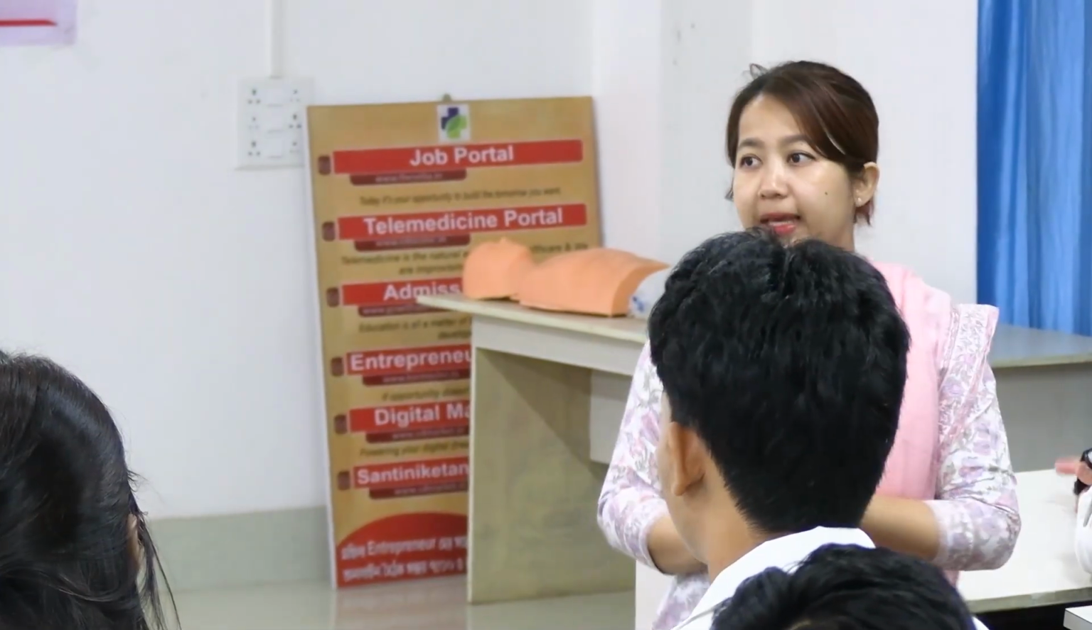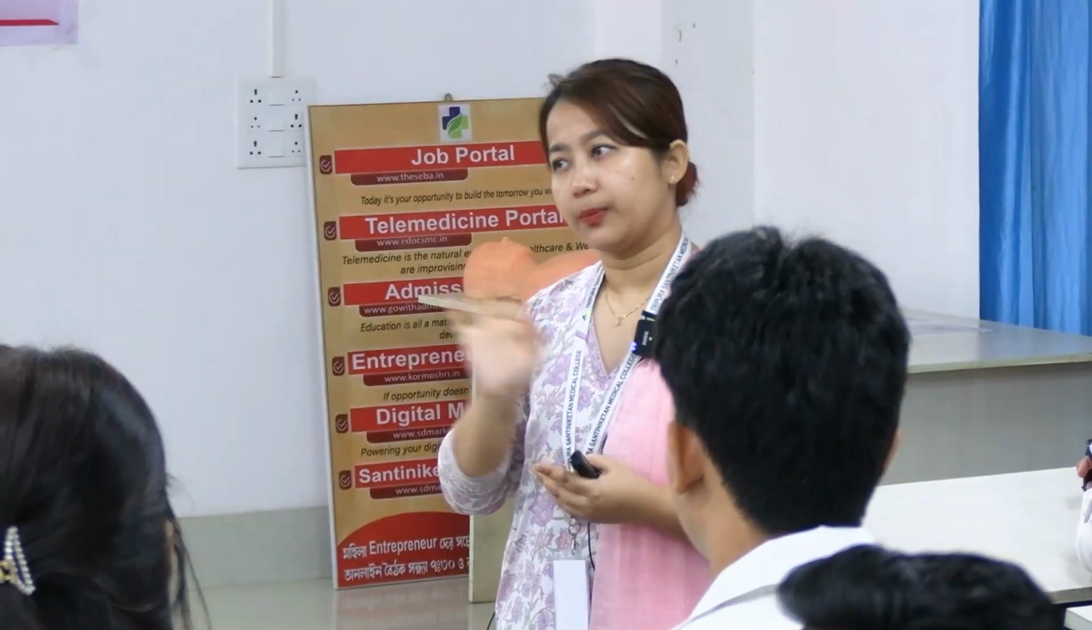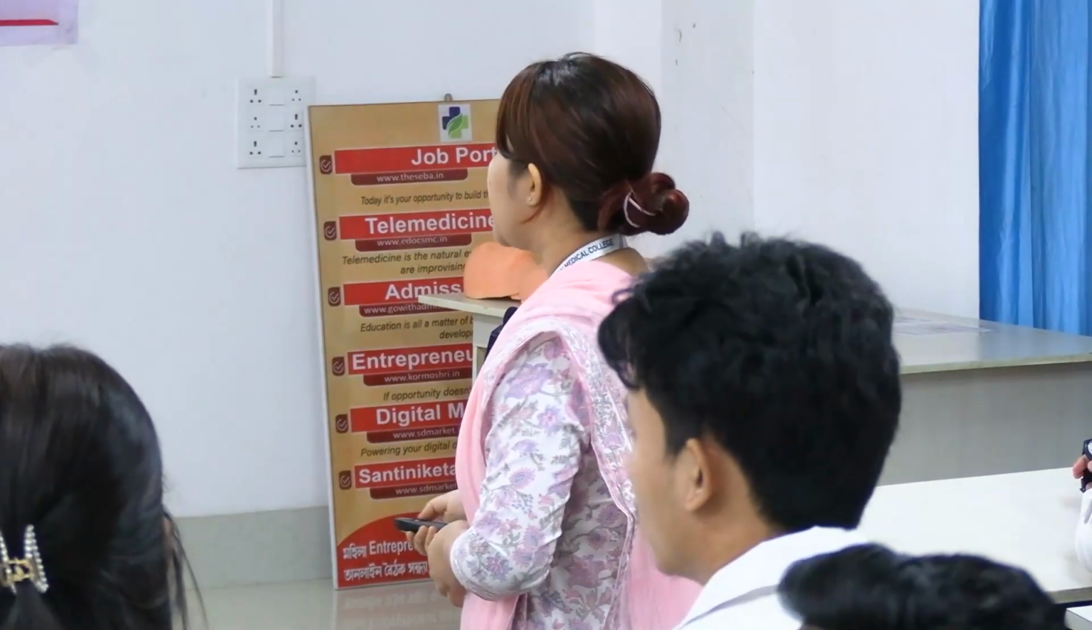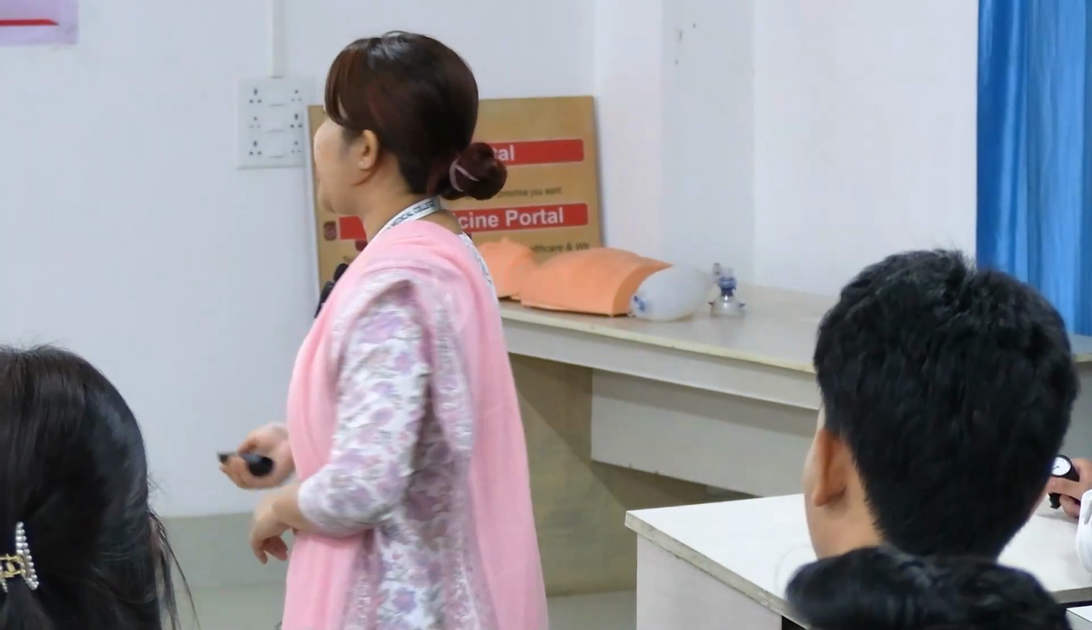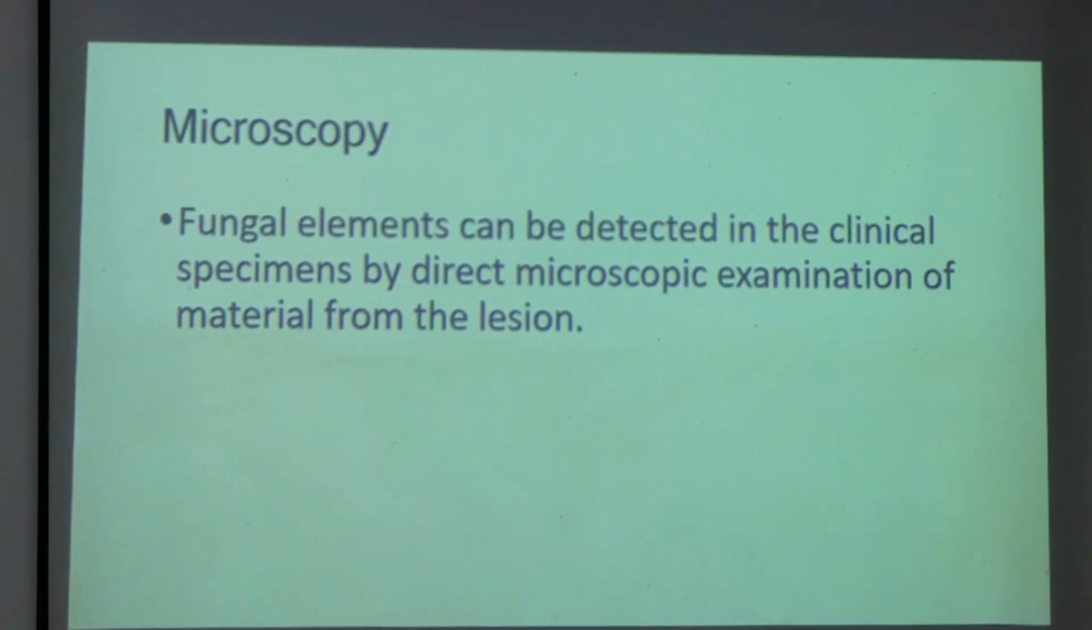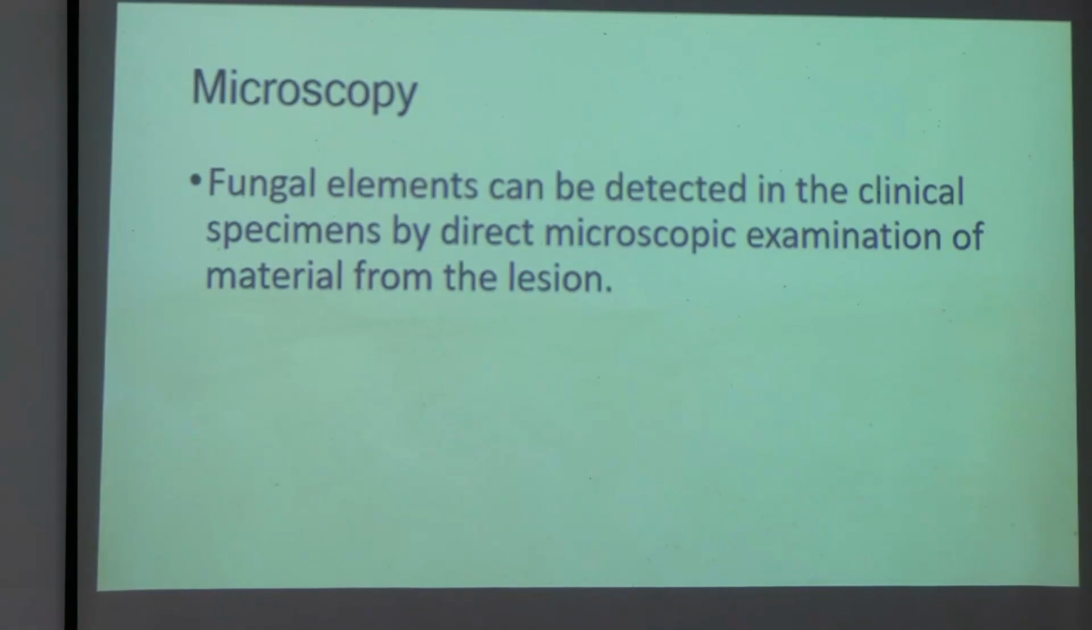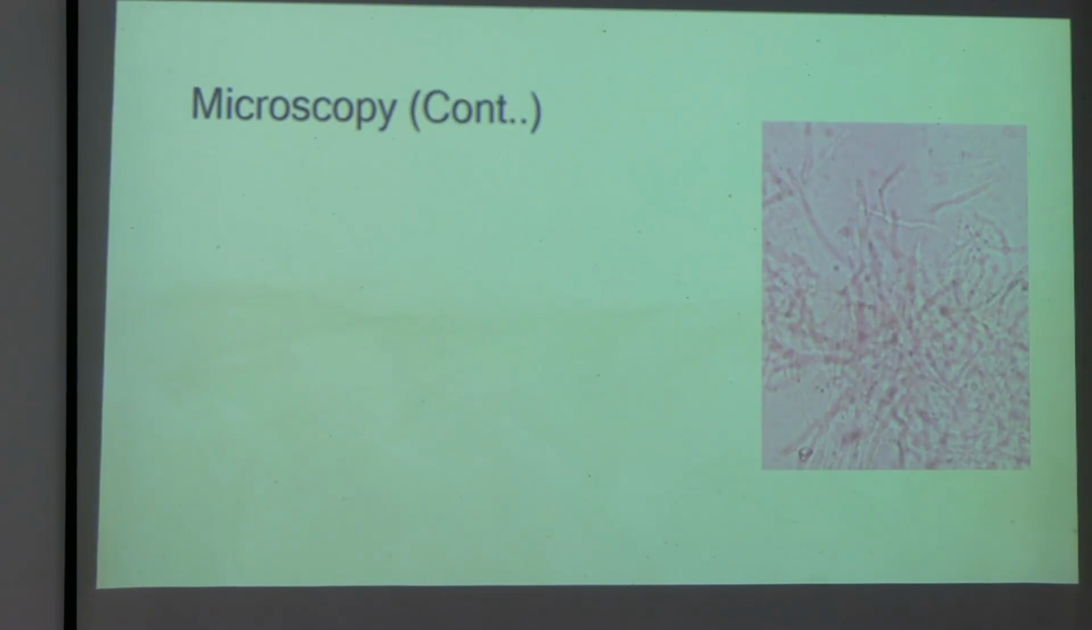Depending on the site of infection, you will decide your type of sample. Clear? There can be a corneal ulcer, so you have to take corneal scraping. If it is a systemic manifestation, then you have to take either blood or cerebrospinal fluid, depending on the type of infection. Clear? Then in microscopy, what do we do? We take the sample and put it under the microscope. So direct microscopy can be done.